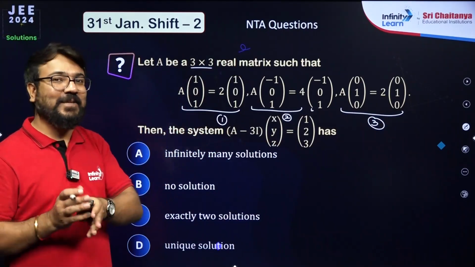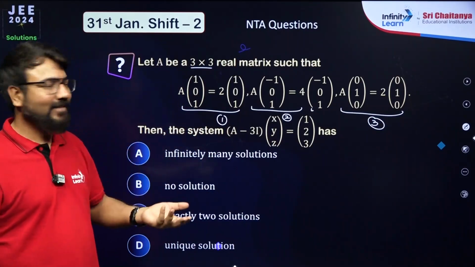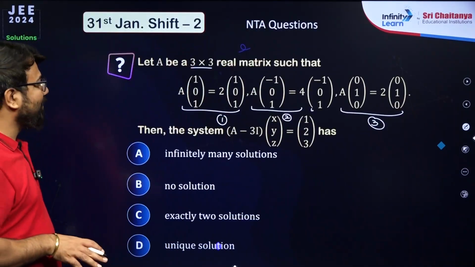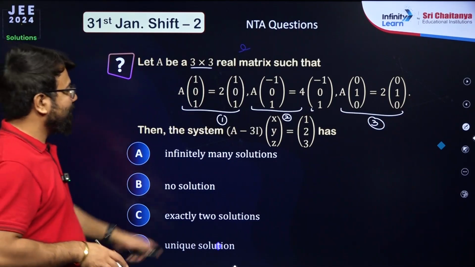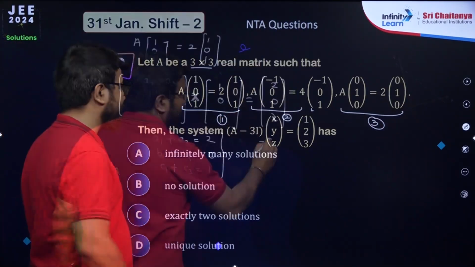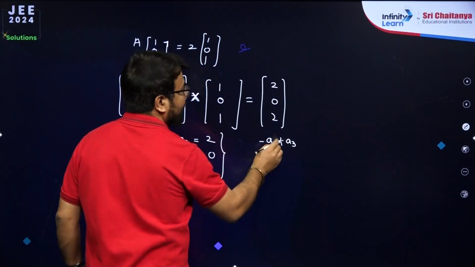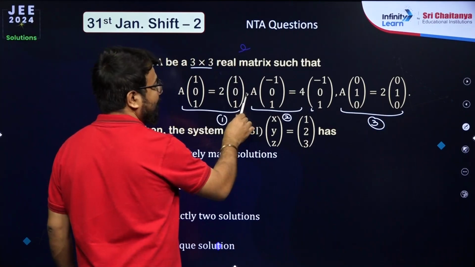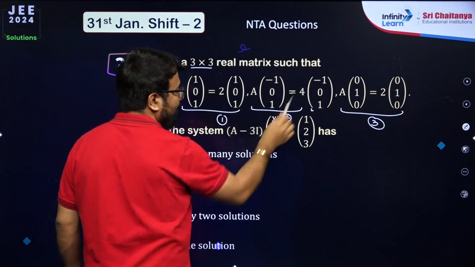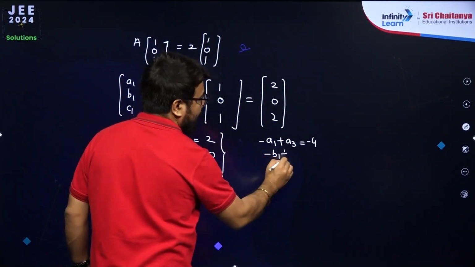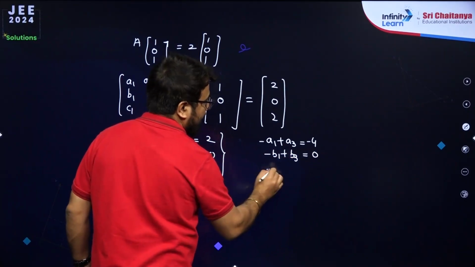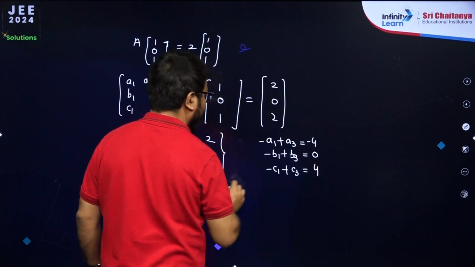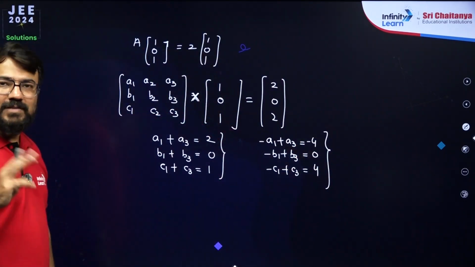Solving these 9 sub-equations, we'll be able to get the variables A1, A2, A3, and they are very easy. Let me tell you what the sub-equations in the second one are. It will be minus A1 plus A3 equals negative 4. In the second one, minus B1 plus B3 equals 0. And then minus C1 plus C3 equals 4. So these are the 3 second sub-equations.